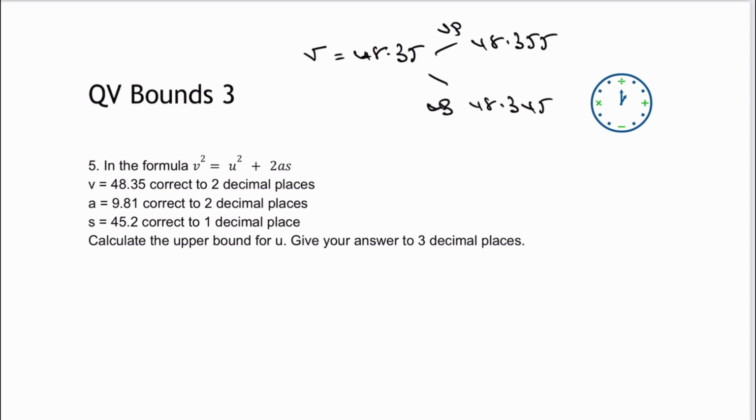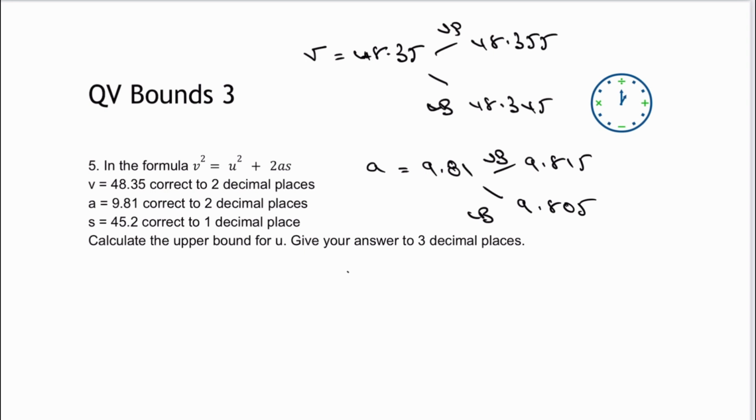Okay, let's have a look at the value of a. Well, according to the information, that's going to be equal to 9.81 and that's correct to 2 decimal places, so therefore the lower bound for a is going to be 9.805 and the upper bound for a is going to be 9.815.